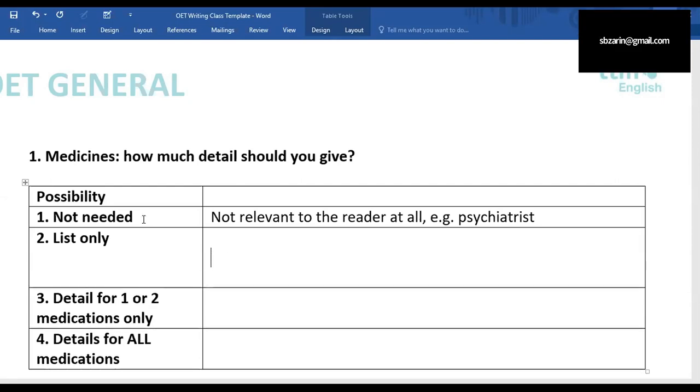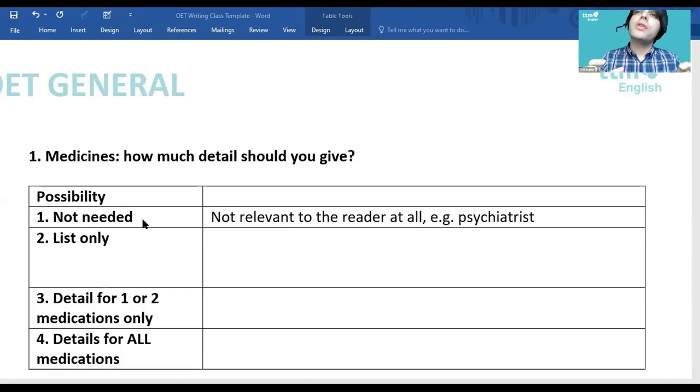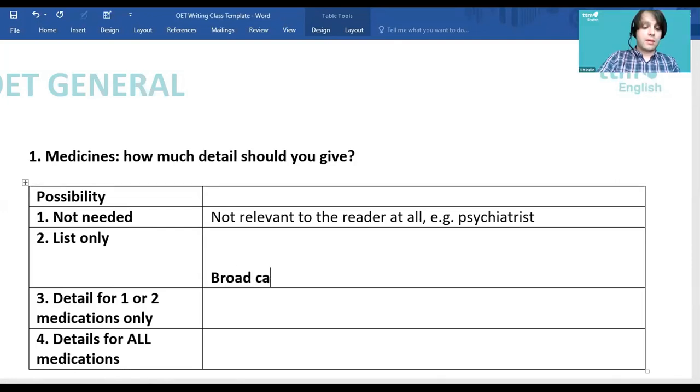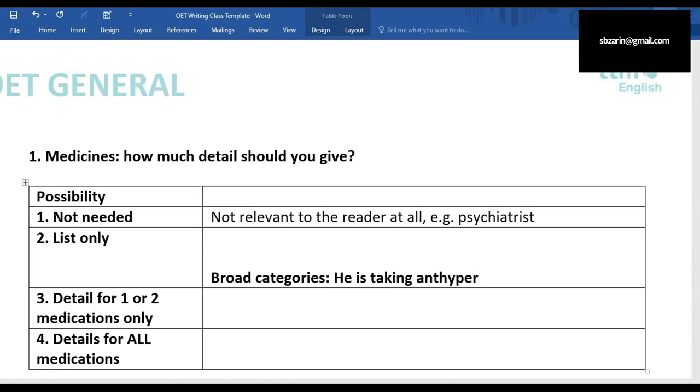So, like if we say antihypertensive or lipid-lowering agents, those are also a list? Well, yeah, that's a good point. Broad headings, right? Broad categories. Categorizing. Yeah. Like he is taking antihypertensives. Yeah. How do you know when to use something like this?